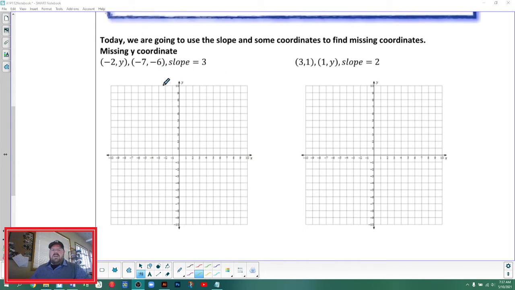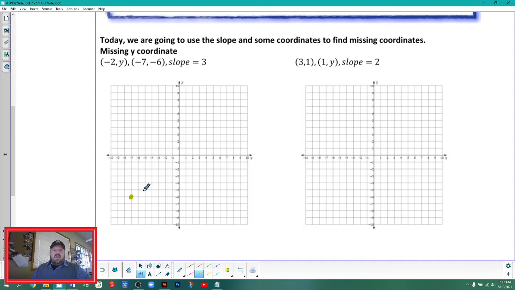So one thing that you could do is you could have a graph, and you could graph the point that you know. So here I know -7, -6. Right, I could plot that point on there, and then if I use the slope of 3, I can move up 3/1 and put another point. But I'm trying to figure out the y coordinate when x is -2. That's what this means right here, is find the y coordinate when x is equal to -2.